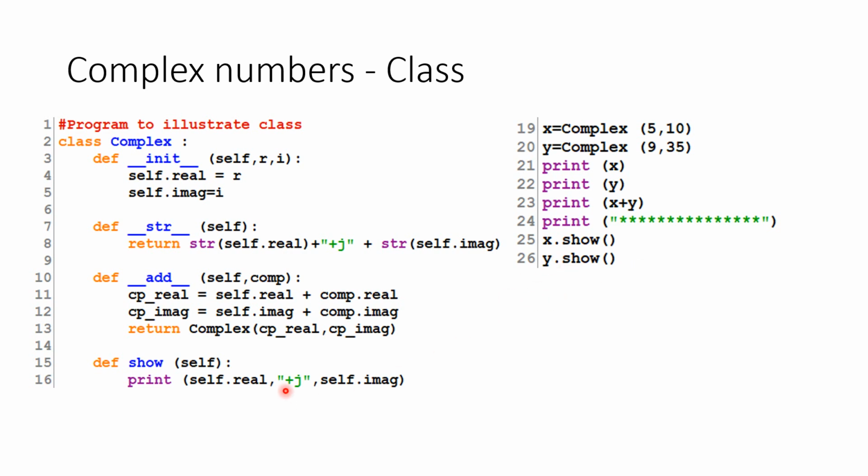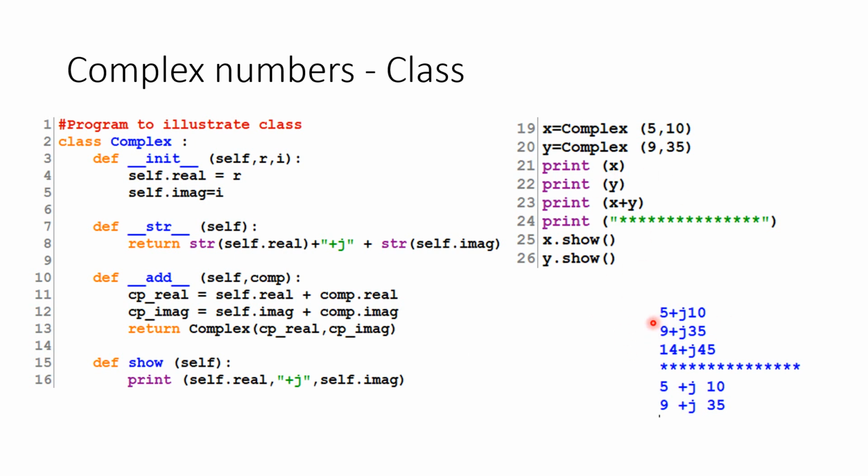Now we use the user defined function. The user defined function also has to be used in conjunction with an object. So for what object are we using this now? I want to print the values of x. So the values of x are going to be printed here. The self is going to be replaced by x now. So x dot real plus j x dot imaginary will be printed. And similarly for the second one, y dot show, the self will be y and the real of y and imaginary of y will be printed on the screen, with a slight difference. This is what we are discussing about.